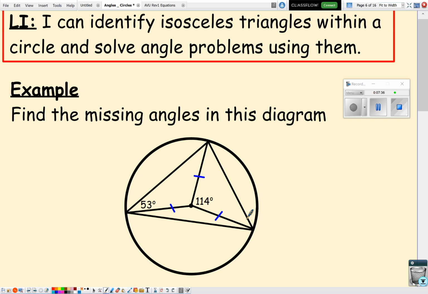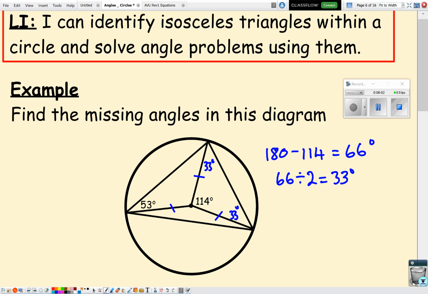Well, it's an isosceles triangle and we've got the angle at the top. So we're going to do 180 take away 114, and that comes to 66 degrees. And then we need to take 66 degrees and split that in half and get 33 degrees. And that's what each of these are.